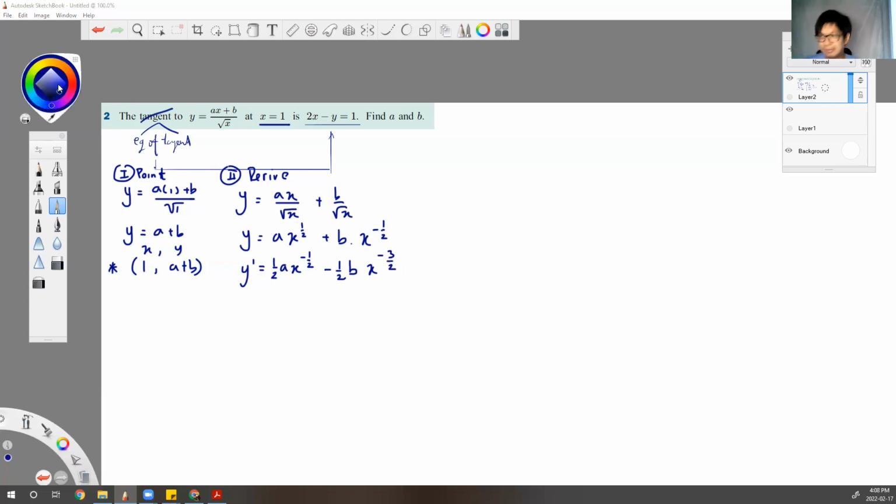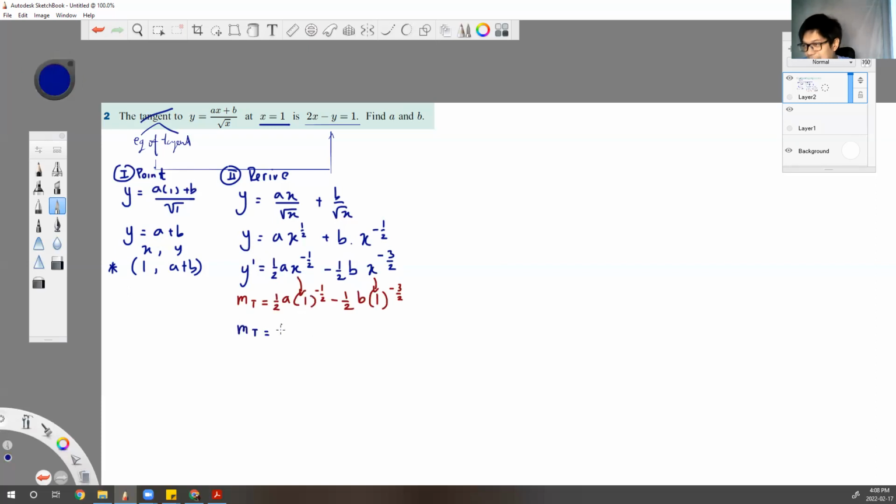Just do the derivative. Now use x equals 1. So the gradient of the tangent would be, see, as simple as that. I never thought about this before. 1 power negative half, 1 to the power of anything is 1. So in order to make it clearer, x is 1, x is 1, and the value of the gradient is half a subtract half b, right? Because 1 to the power of anything is 1.